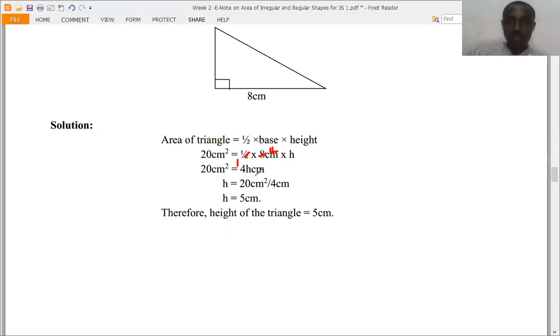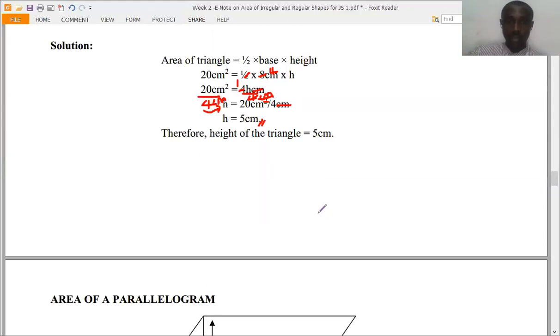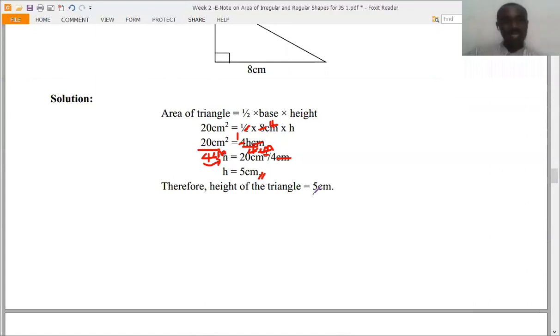Then dividing both sides by 4, we arrive at the next equation. H equals 20 centimeters squared over 4 centimeters, so the 4s cancel. Dividing both sides by 4 centimeters, the centimeter also cancels one of the centimeters above, and we are left with H equals 5 centimeters. I hope that wasn't confusing. All right, so therefore the height is 5 centimeters. Okay, very simple.